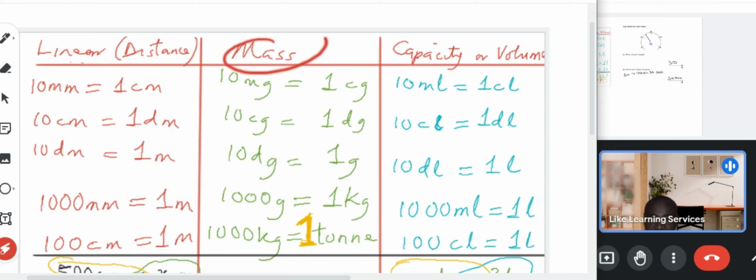That's for distance. If it is mass, 10 milligrams make 1 centigram, 10 centigrams make 1 decigram, and so on. If it is capacity or volume, 10 milliliters make 1 centiliter, and so on.